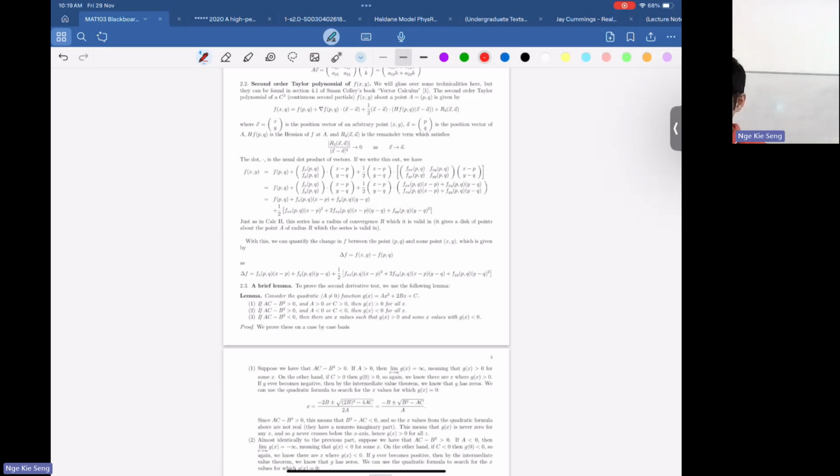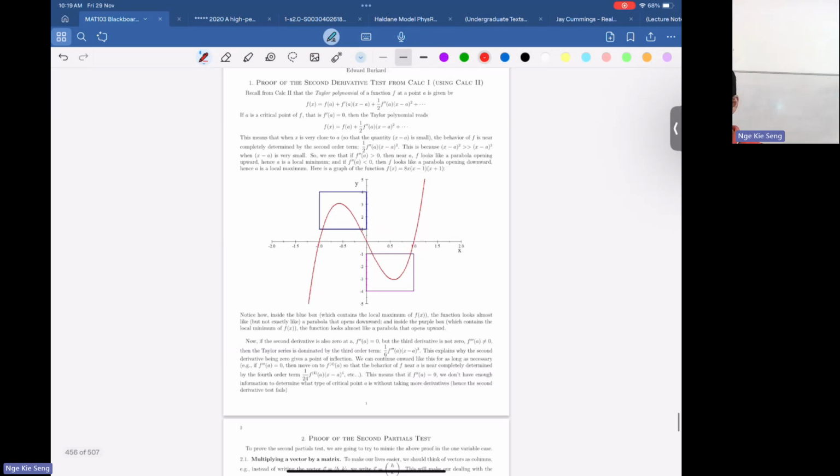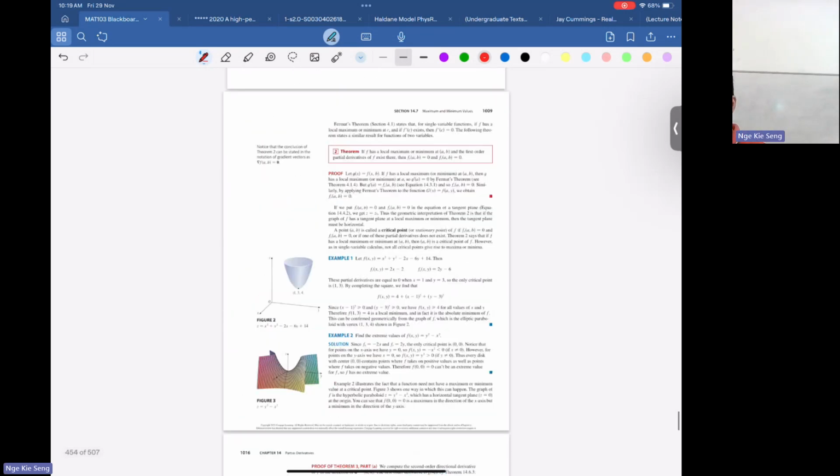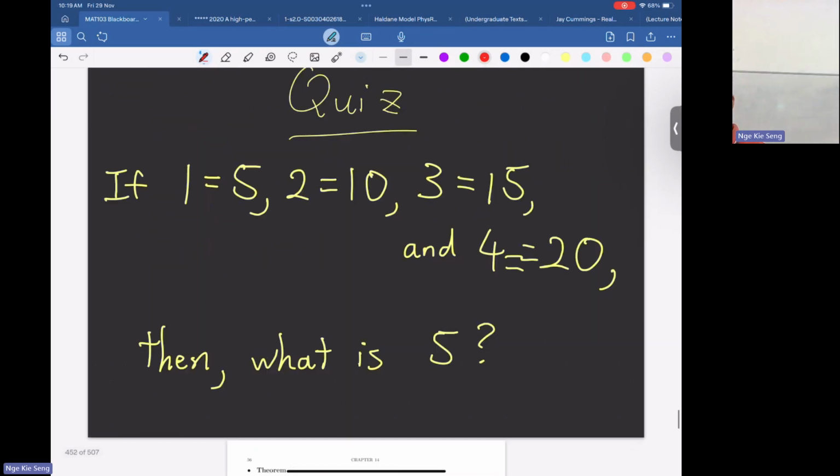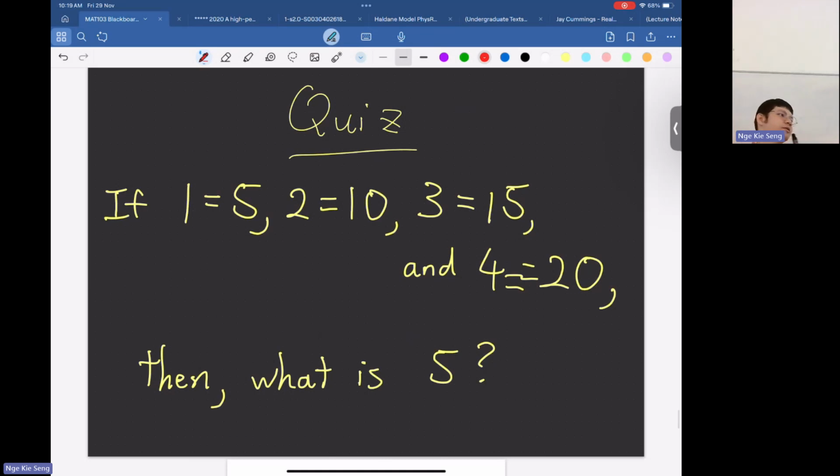If I have time in the afternoon, maybe I can answer the question on the second derivative test. If not, I'll just tell you only, if the others are not interested. The other thing is there's a quiz. This one. Maybe you can try and move your brain a bit.